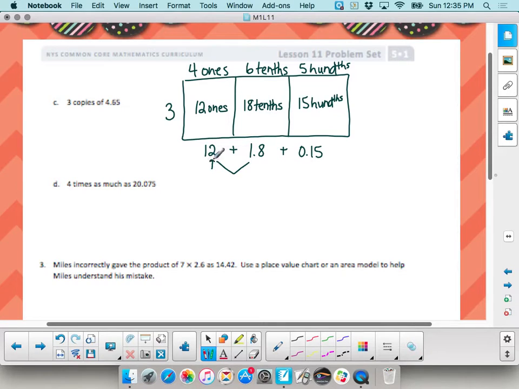We are changing the ones place, so 12 plus 1 is 13 and 8 tenths plus 15 hundredths. This time we will change the tenths place. So the answer, 8 plus 1 is 9, so it will be 13 and 95 hundredths for your answer. Continuing.